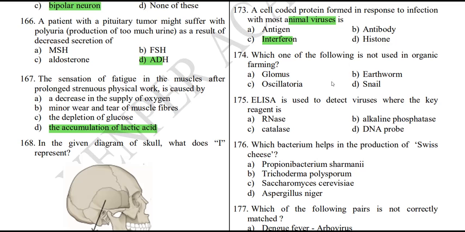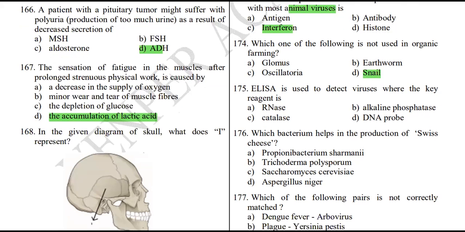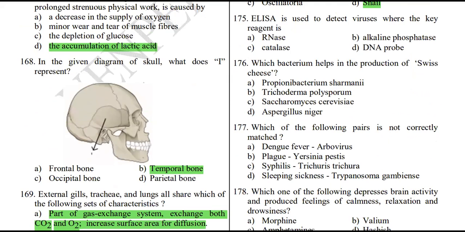Which one of the following is not used in organic farming? Glomus is a fungus; Oscillatoria and earthworms are all used, but snails are not used for organic farming. ELISA is a technique used to detect the presence of viruses, where we use an enzyme, because it's an enzyme-linked immunosorbent assay, and that enzyme is alkaline phosphatase.